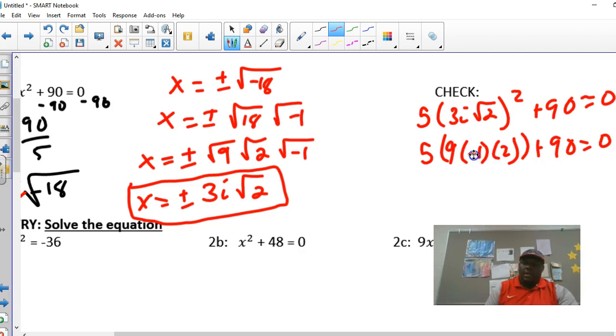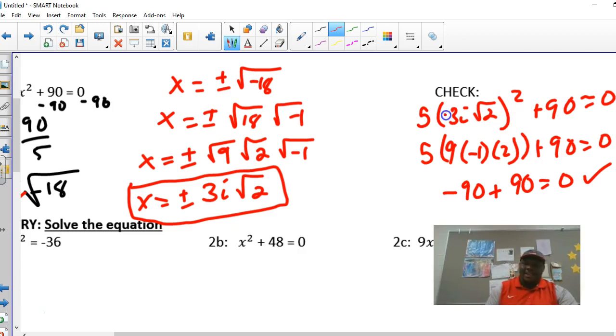Well, 9 times negative 1 is negative 9. Negative 9 times 2 is negative 18. And negative 18 times 5 is going to be a negative 90. All right. So we have negative 90 plus 90 equals 0. And that's true. Negative 90 plus 90, guys, is 0. So this is true. All right.